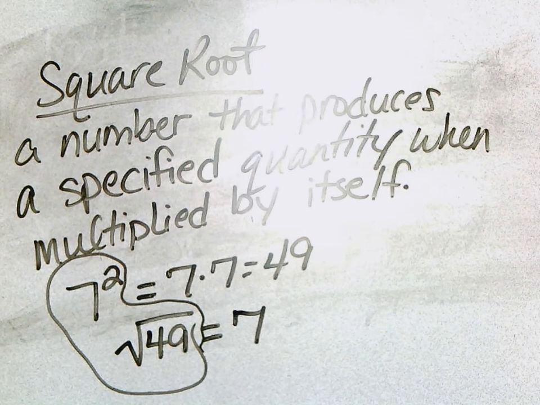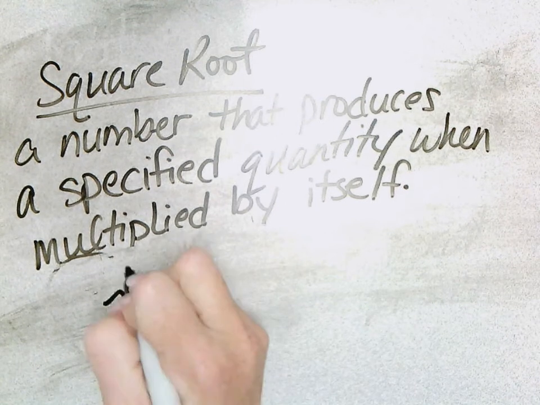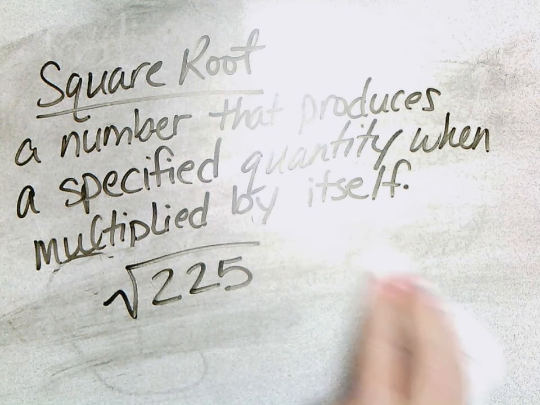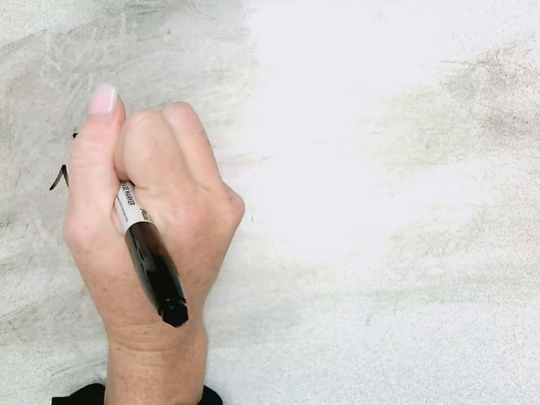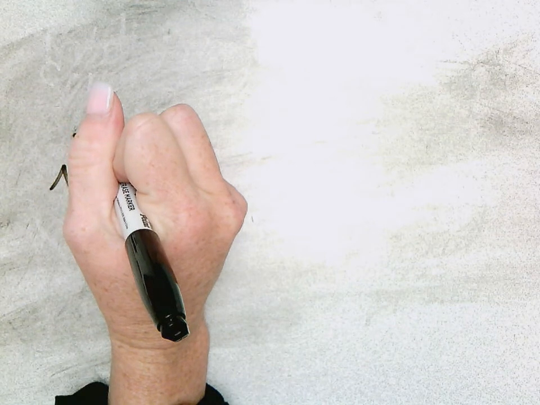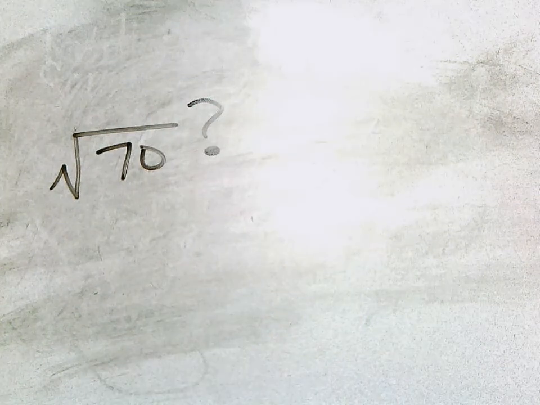With that being said, you have to know all of the ones up to the square root of 225. All right, these are ones that you should have memorized. But what happens when you have something like the square root of 70? That's the part for you to think about. We will talk about it in class tomorrow.